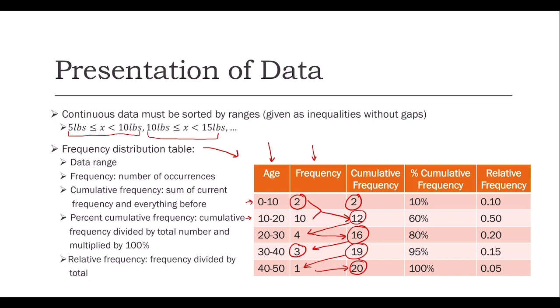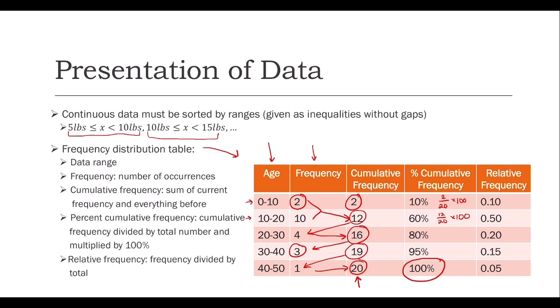Your percent cumulative frequency is your cumulative frequency divided by the total number and multiplied by 100. So your total number is 20. So for this first one, your cumulative frequency is 2. So you have 2 out of 20, which is 0.1, which you'd multiply by 100 to get 10%. So the second one would be the 12 out of 20 times 100. And then with your percent cumulative frequency, it should always end in 100% because at that point you have 100% of your data values.